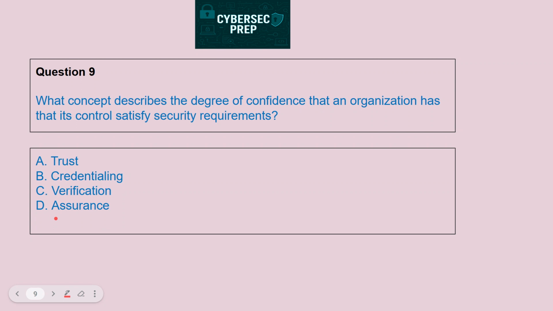What concept describes the degree of confidence that an organization has that its controls satisfy security requirements? Trust, credentialing, verification, or assurance? Well, assurance is the degree of confidence that an organization has that its security controls are correctly implemented. And it must be continually monitored and re-verified. So, the best option and correct response is option number D, assurance. Moving on to the next question.